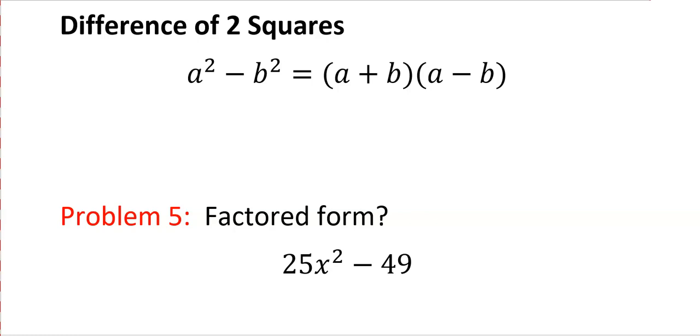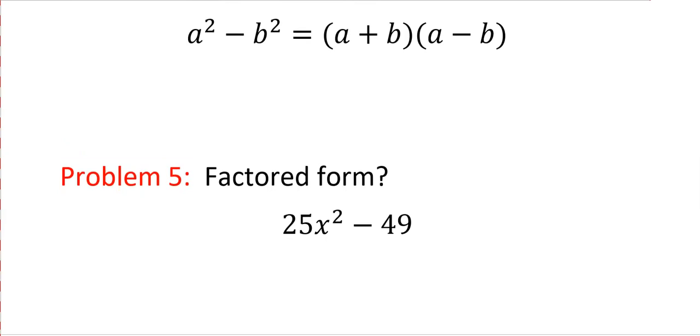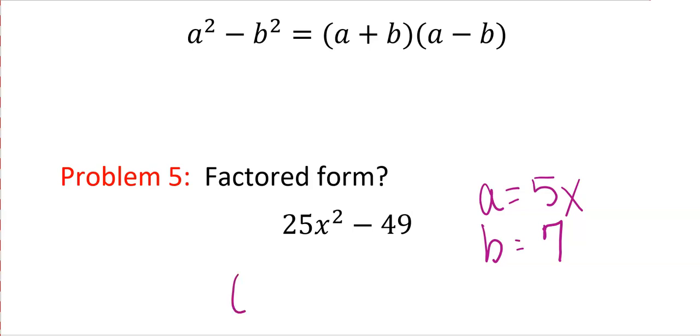We did one at the top that had 2 terms, but it wasn't something that looked like this. I'll scan up to that one here in a minute. That one up at the top wasn't perfect squares. This one is. So when you look at the numbers, I'm going to look at the form as well. Here, a would be 5x, because you take the square root of 25 and the square root of x squared. B would be 7, because the square root of 49 is 7. And since it's a minus, there's one of each. 5x plus 7, 5x minus 7.